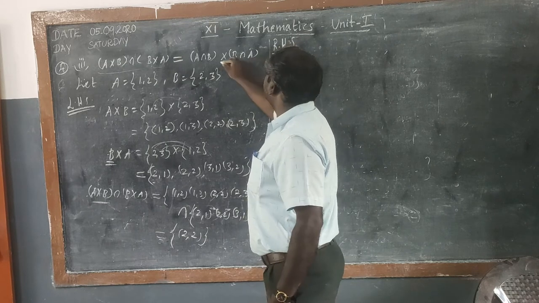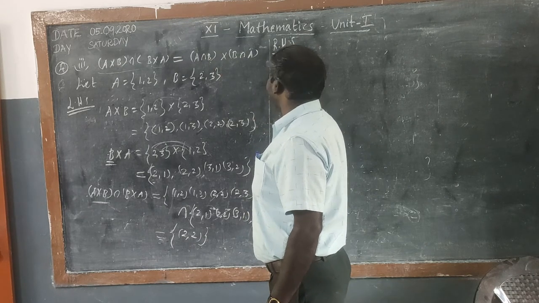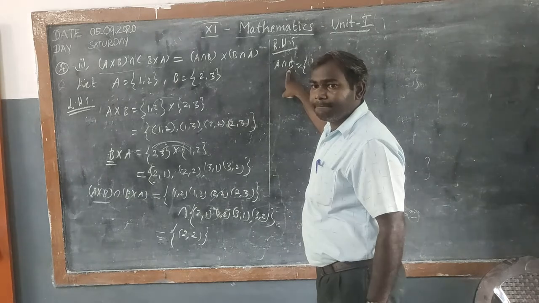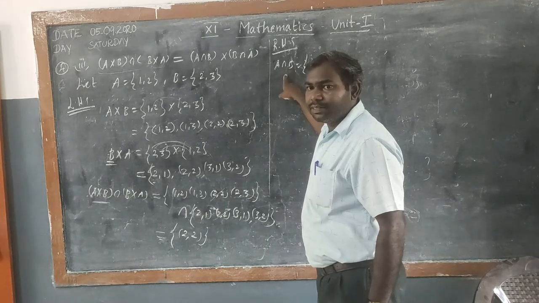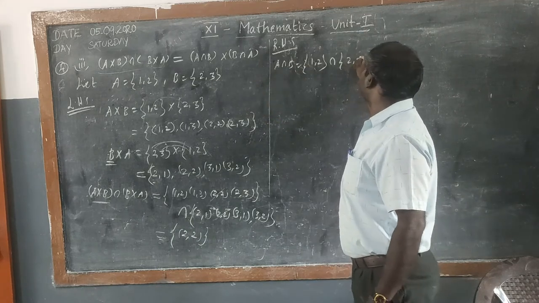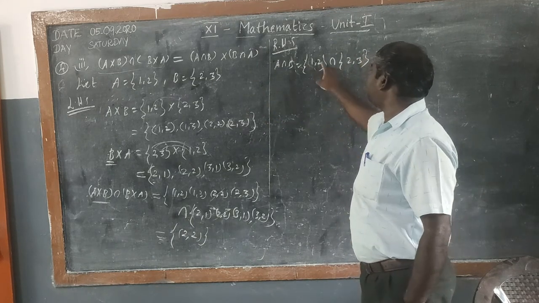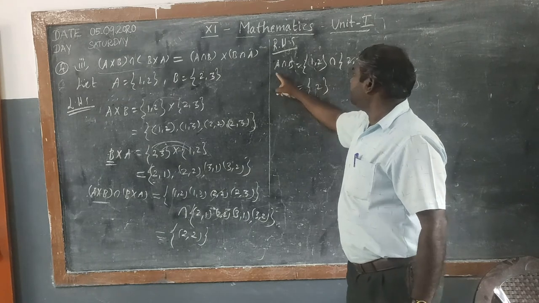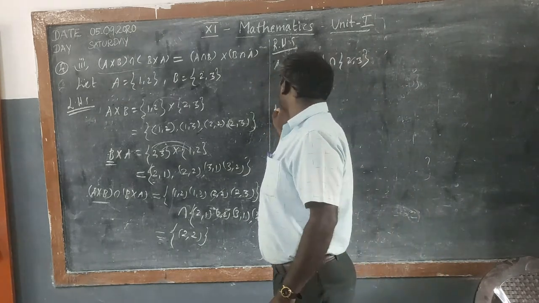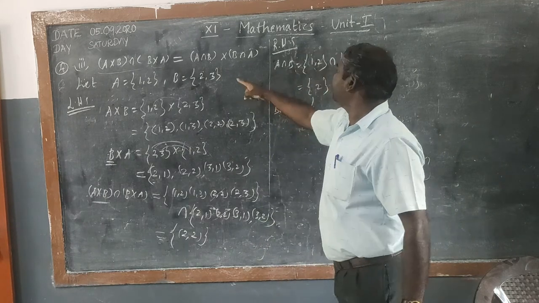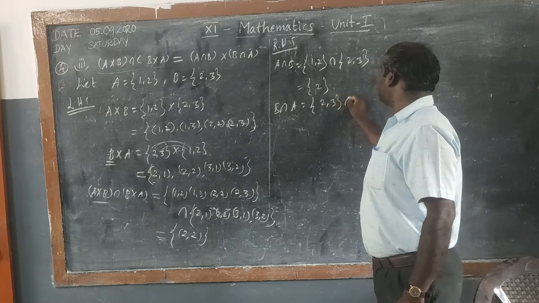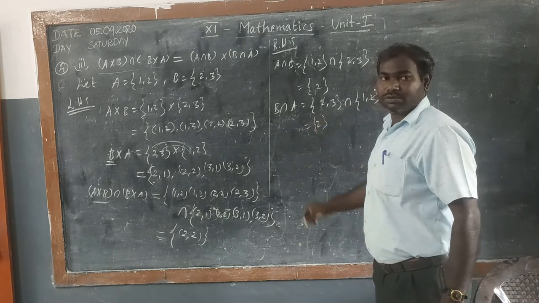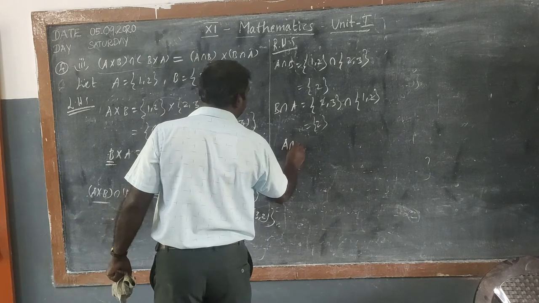Right hand side. To find A intersection B: what is set A? 1, 2. Intersection, what is set B? 2, 3. What is the common element there? 2 only, so 2. Next, to find B intersection A: set B is 2, 3. Intersection, set A is 1, 2. What is the common element there? 2.